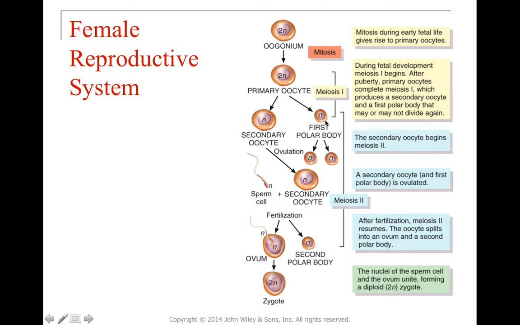Every once in a while, this first polar body also makes 2 other polar bodies. It doesn't always happen, but sometimes it does. So it may or may not divide into these secondary polar bodies. So sometimes you can end up with 2, sometimes you can end up with 3. But you only ever end up with 1 secondary oocyte, right?